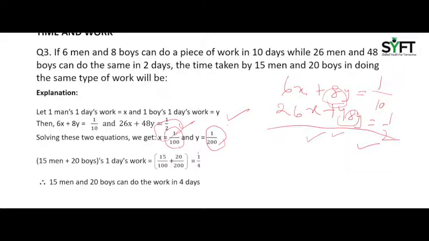15 men plus 20 boys, 1 day's work is equal to 15 by 10 plus 20 by 200. We multiply 1 by 10 with 15 and 1 by 200 with 20. So the result will be 1 by 4. So 15 men and 20 boys can do the work in 4 days. This is very simple. Okay.